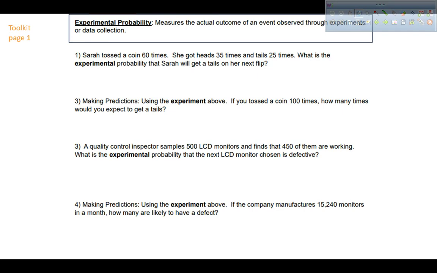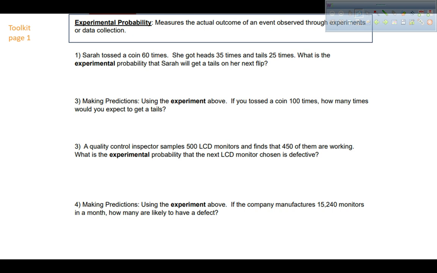So today we're going to work on section 13-1, experimental versus theoretical probability. This is the very first few examples in your toolkit. And the box at the very top of your page is experimental probability. Experimental probability measures the actual outcome and event observed through experiments or data collection.